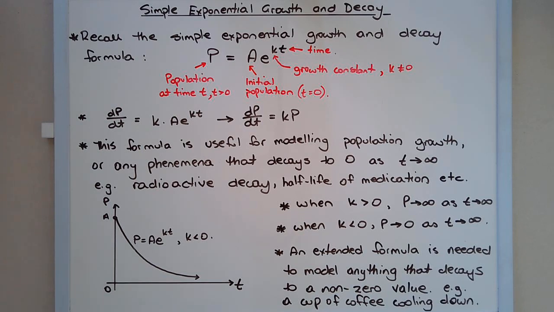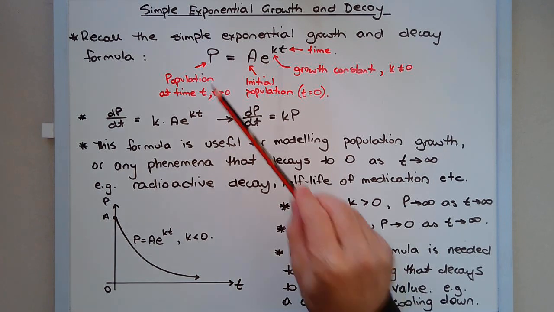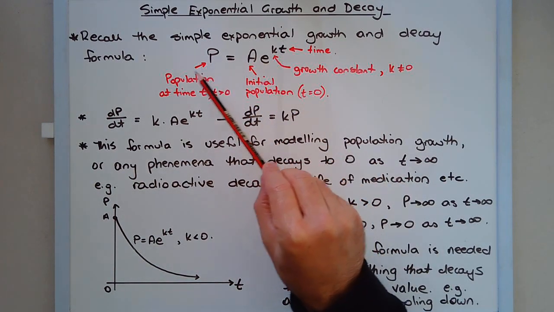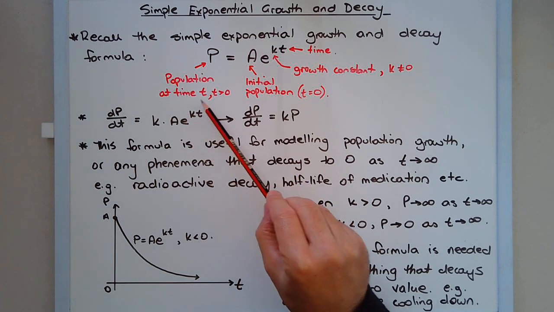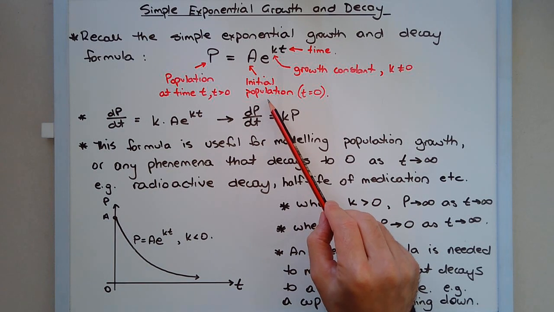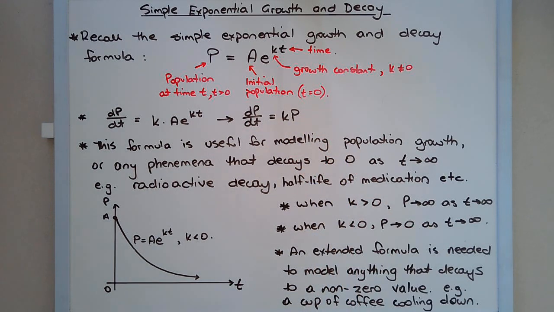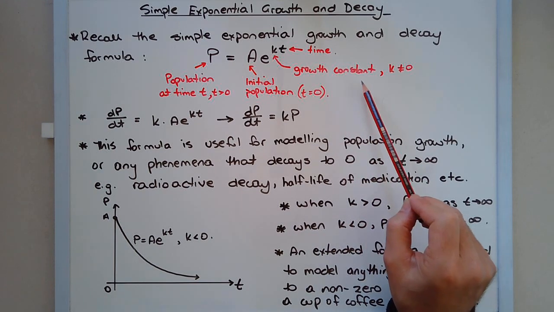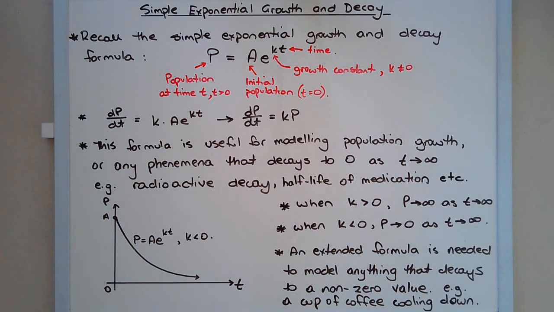Simple exponential growth and decay. Recall the simple exponential growth and decay formula: P equals A times e to the power of kt, where P represents the population or value at time t, where t is greater than 0. A represents the initial population or value at time t equals 0, or the start of time. K represents the growth constant, or the growth rate, where k does not equal 0.